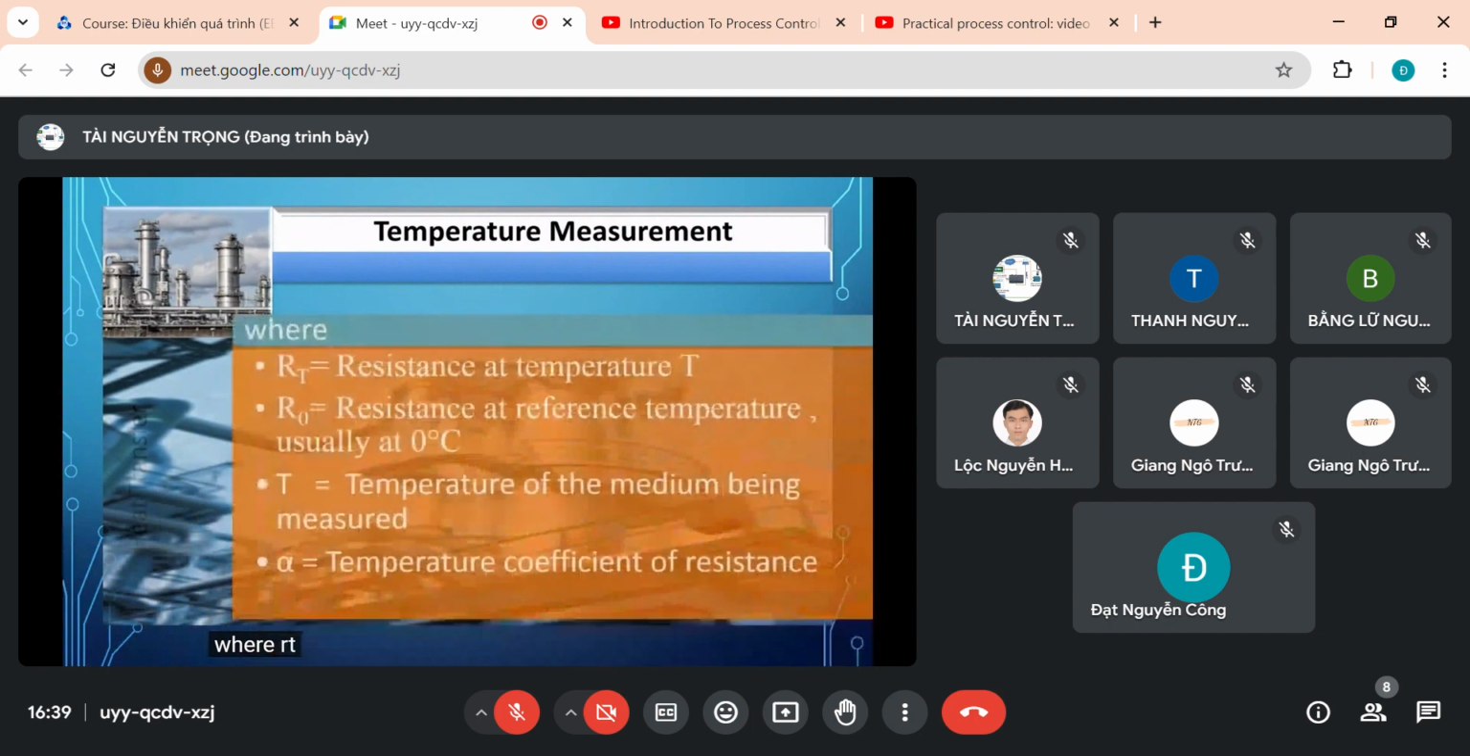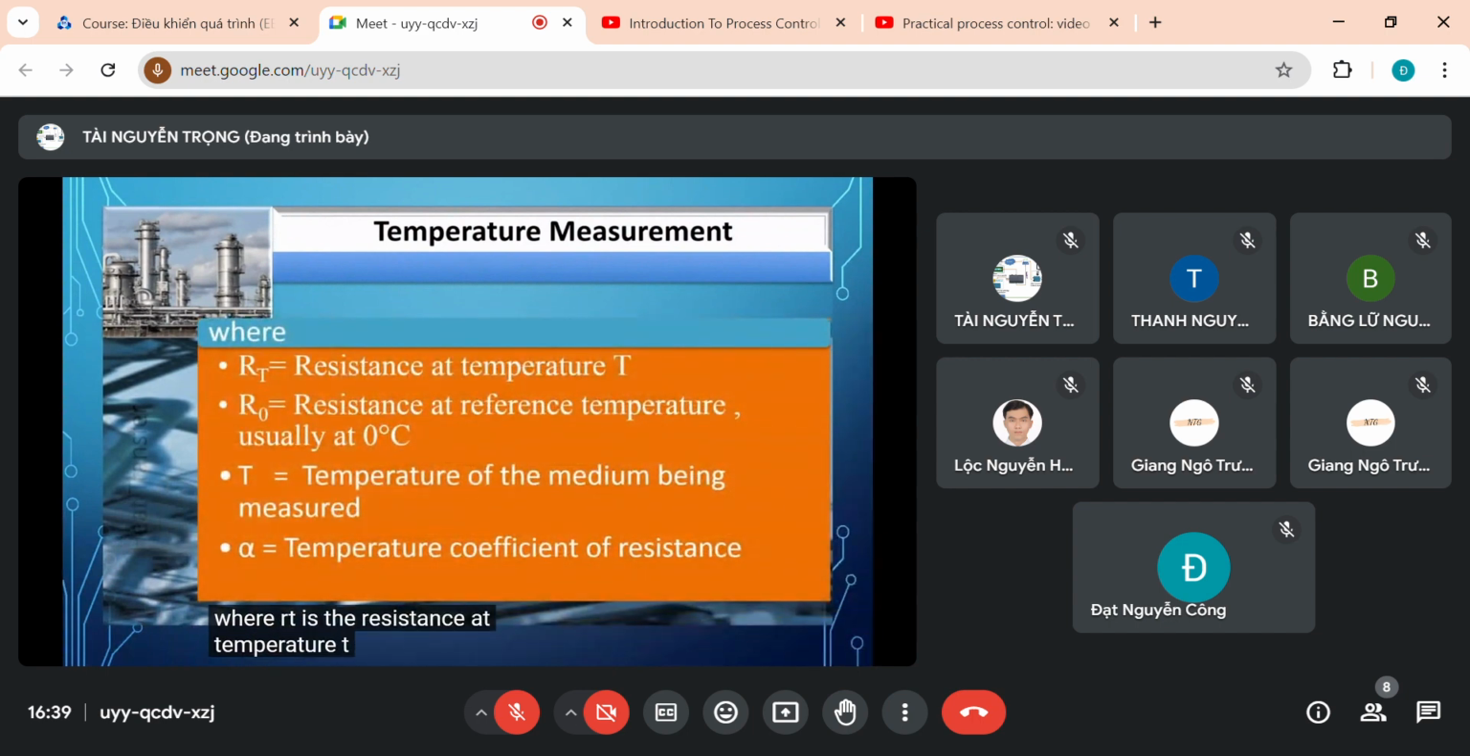Where RT is the resistance at temperature T, R0 is the resistance at the reference temperature, usually at 0 degrees centigrade, T is the temperature of the medium being measured, and alpha is the temperature coefficient of resistance.